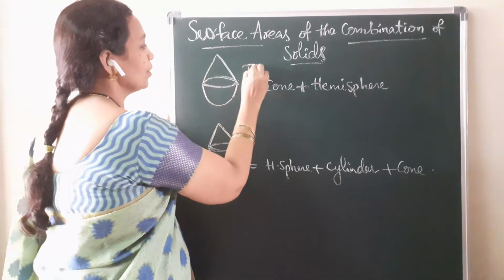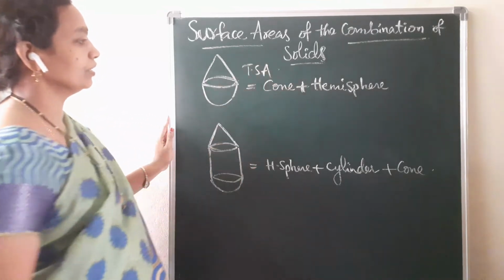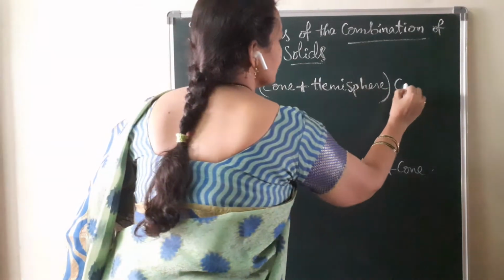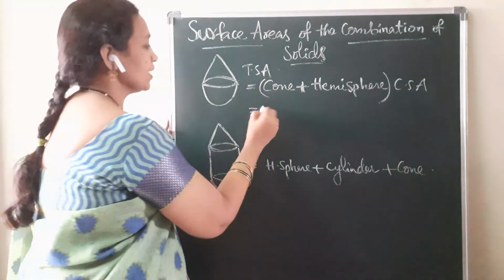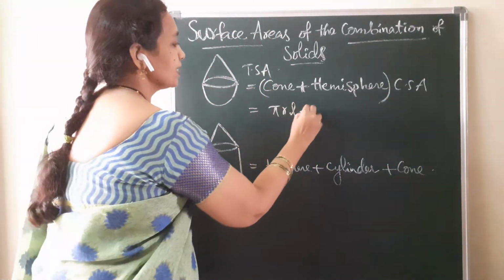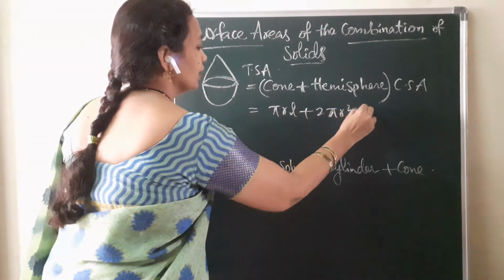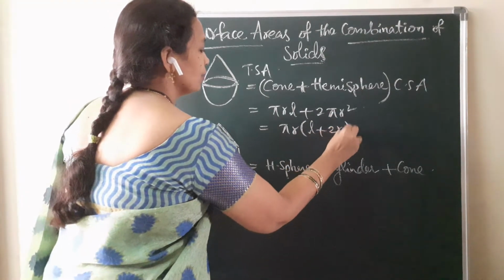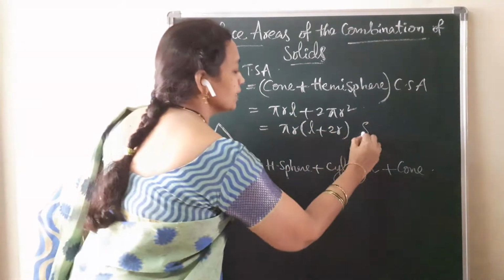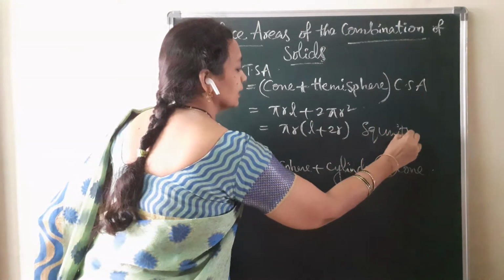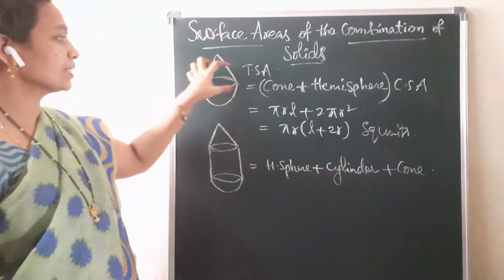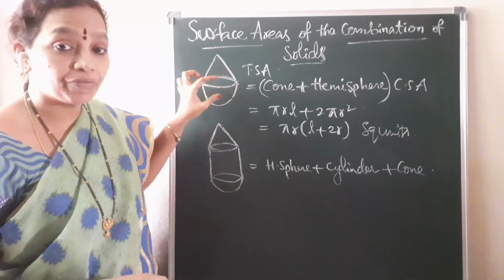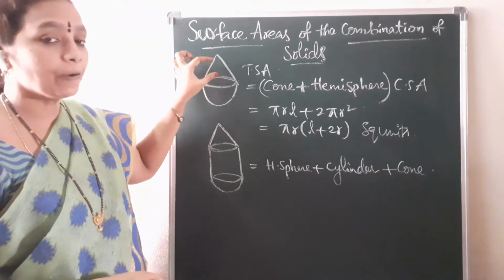If you want to find out the TSA of this combined figure, we have to find out the CSA of the cone and the CSA of the hemisphere. The CSA of the cone is pi r l and the CSA of the hemisphere is 2 pi r square. If you join them together, pi r into (l plus 2r) square units you will get. This is nothing but the total surface area of a toy which is in the shape of a hemisphere surmounting a cone.